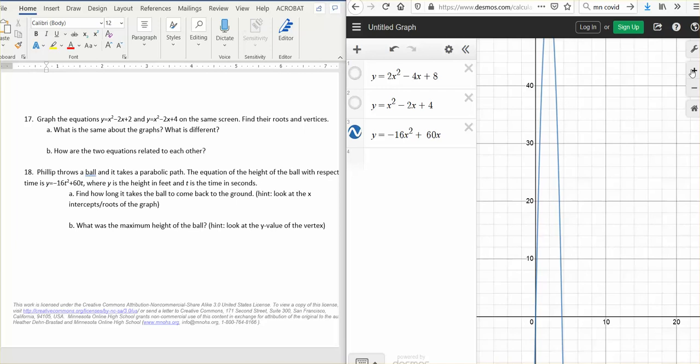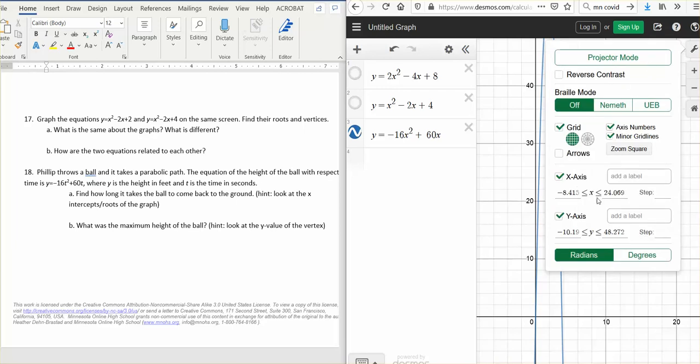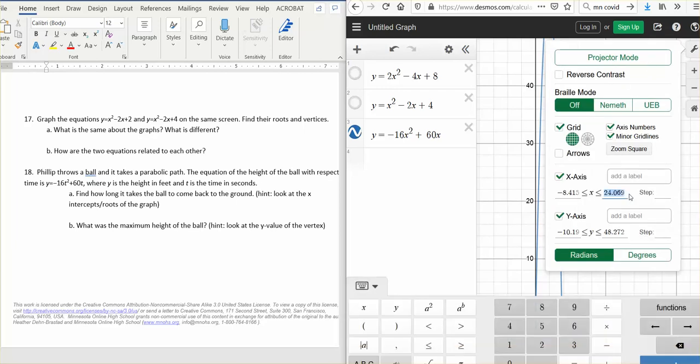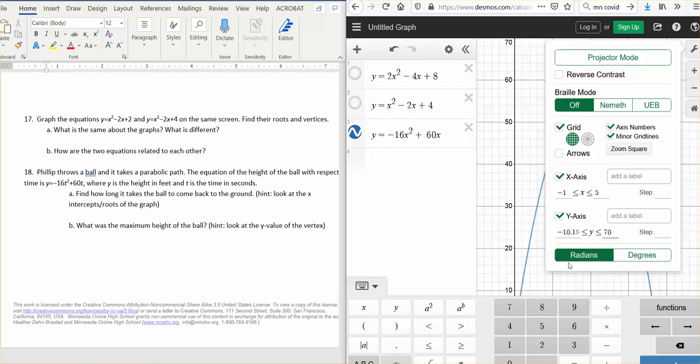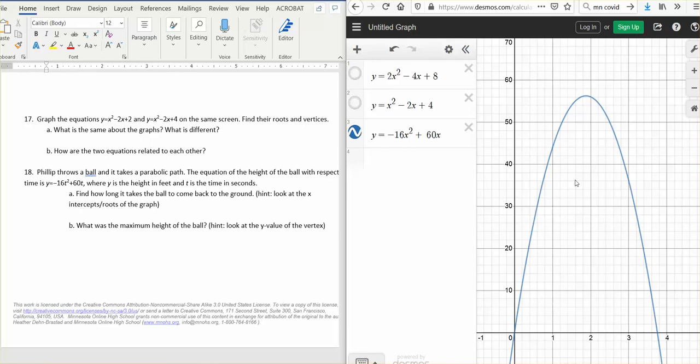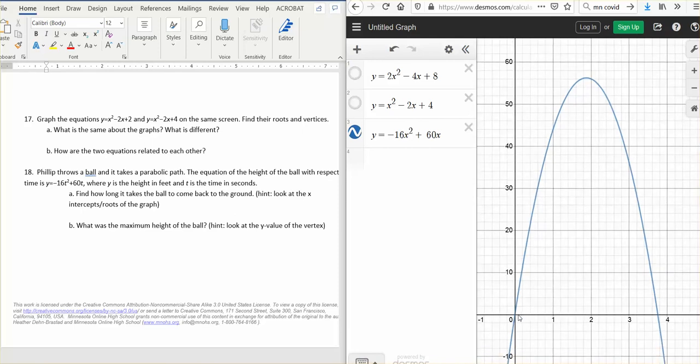So I'm going to change the scale using this little thing, and I don't want my x to go all the way up to 24. I want it to go to like 5. I only need from like 0 to 5. And my y-axis needs to go a little higher. I'm going to go up to like 70. All right, now look what a nice graph that is. I can see where it's crossing.